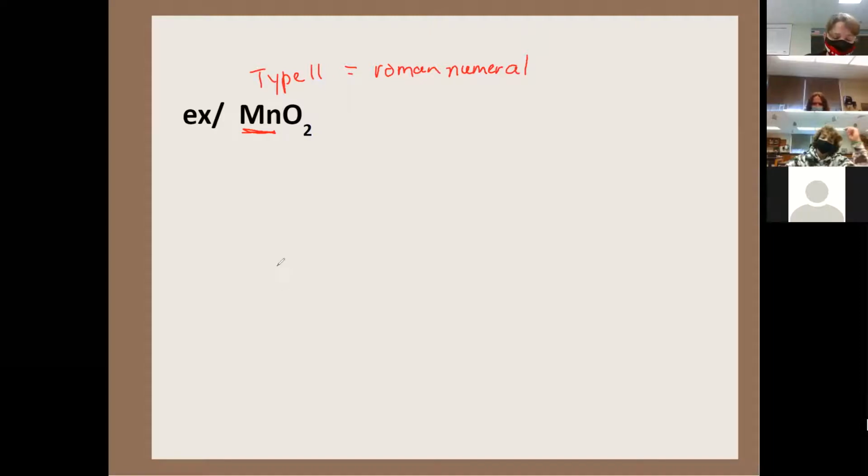You name your metal, so it's going to be manganese. I'm going to put a set of parentheses here because we have to figure out that Roman numeral yet. And then we name the second part, which is oxygen. And because it is a single element that's an anion, we're going to change that to oxide. So this is going to be manganese, some Roman numeral, and then oxide. But we're going to figure out now what this Roman numeral is.